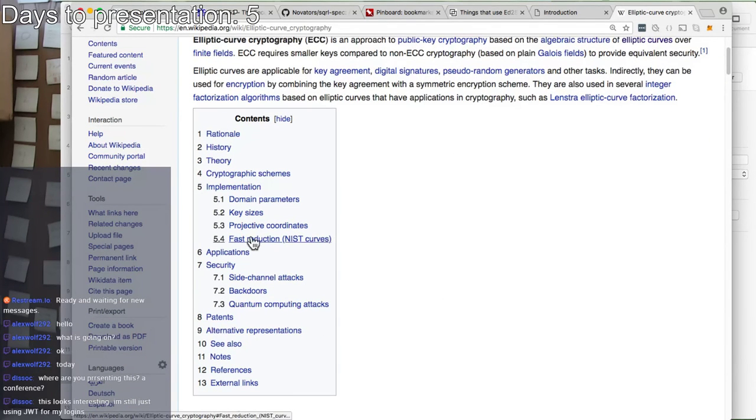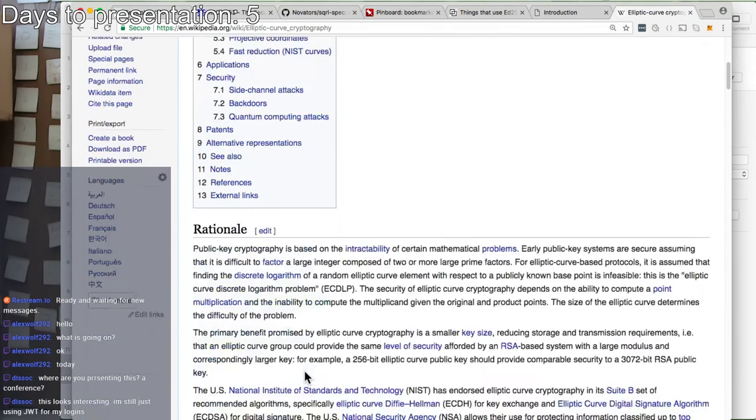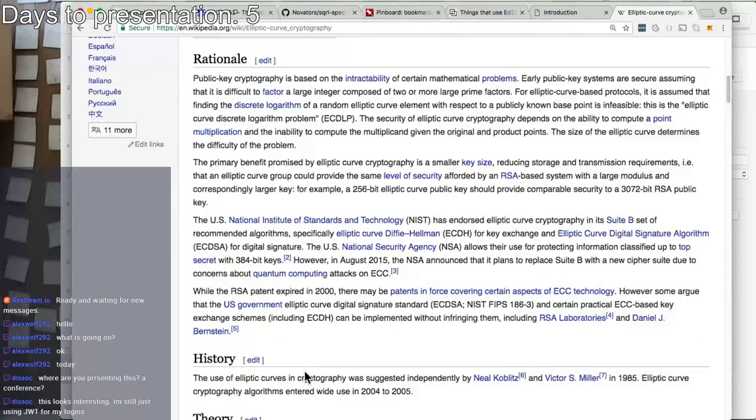Implementation. Rationale. Smaller key size, reducing storage. Primary benefit is smaller key size.